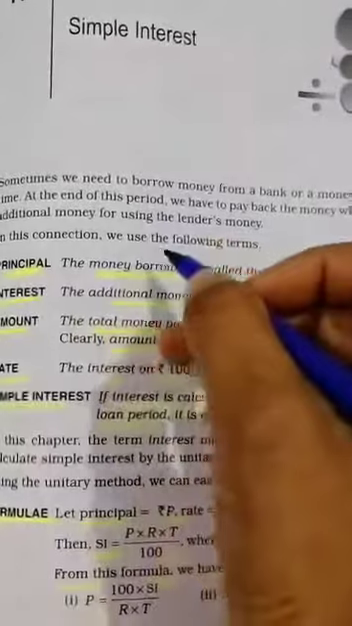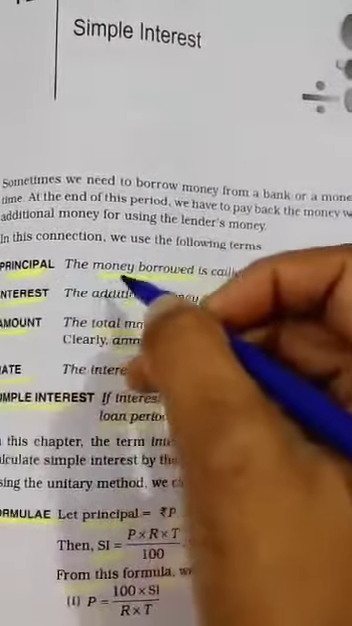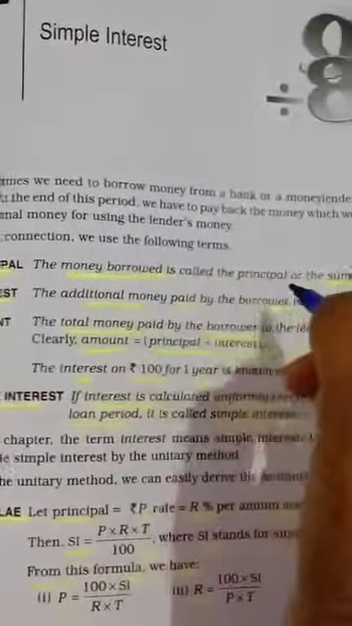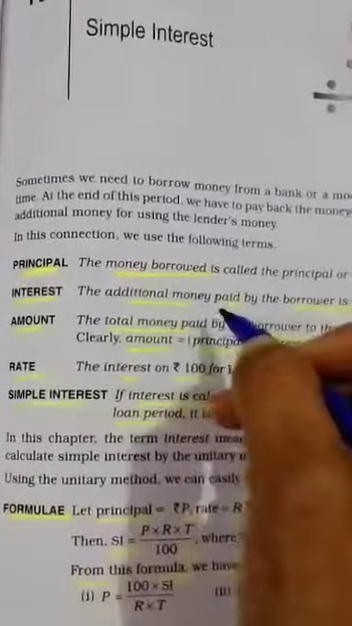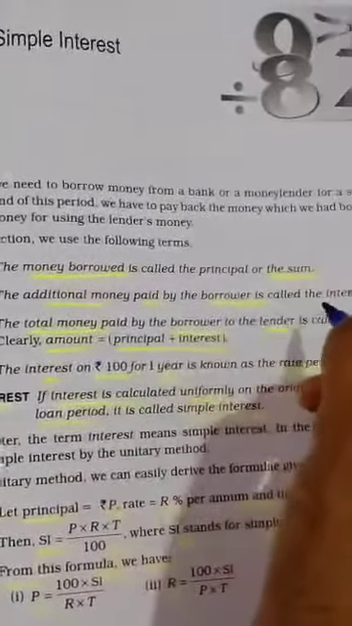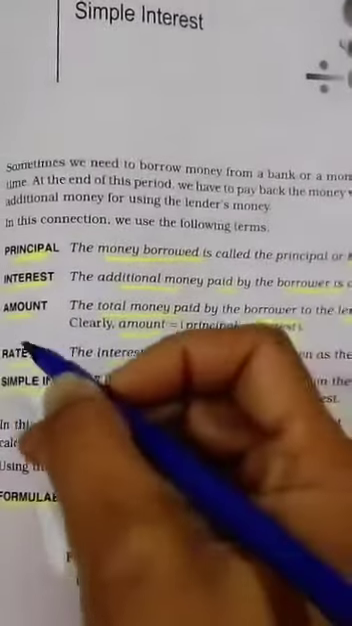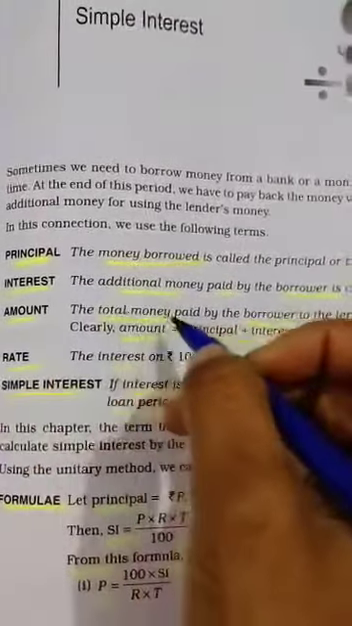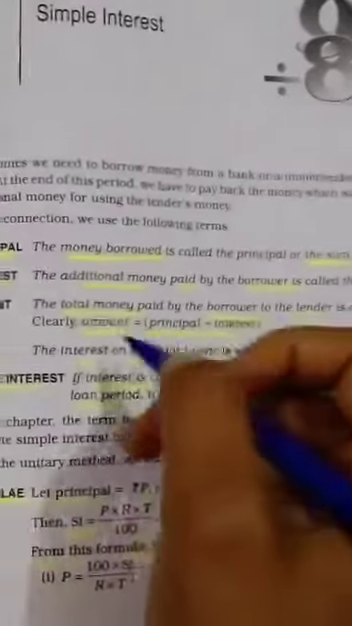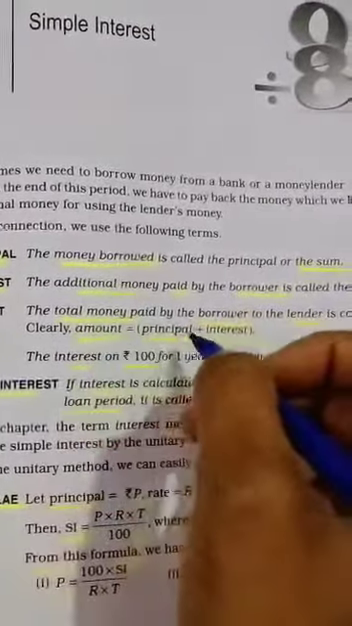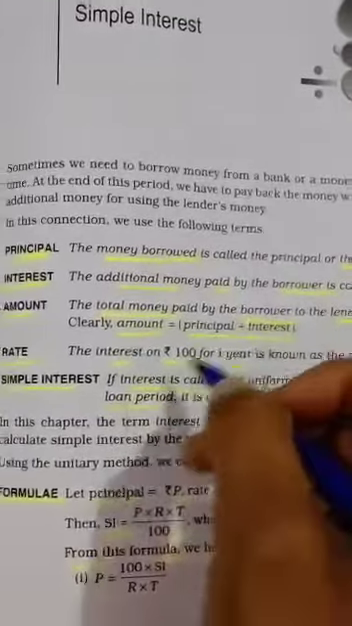In this connection, we use the following terms. Principal. The amount borrowed is called the principal or sum. Interest. The additional money paid by the borrower is called the interest. Amount. The total money paid by the borrower to the lender is called the amount. Formula for amount is principal plus interest.